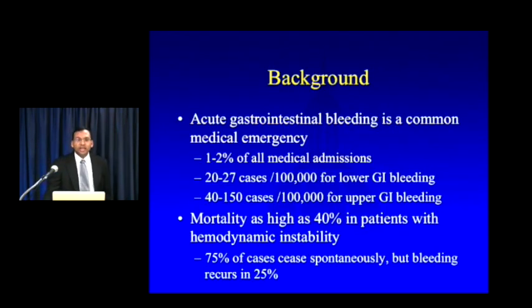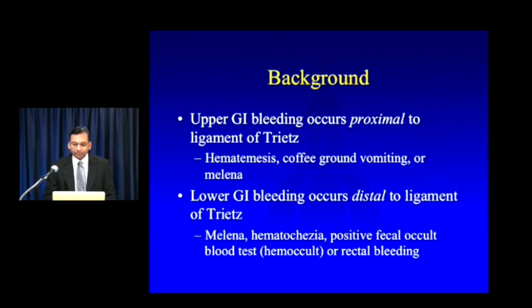Now, I think it goes without saying that acute gastrointestinal bleeding is a pretty common medical emergency. So this is something that ER physicians deal with all the time. It accounts for somewhere in the order of 1 to 2% of all medical admissions, and the mortality is actually quite significant, with as much as 40% mortality in patients who have bleeding with associated hemodynamic instability. Now, most cases will actually cease bleeding spontaneously, but in those patients who rebleed, which occurs in about 25%, there is a much higher risk of significant morbidity and mortality.